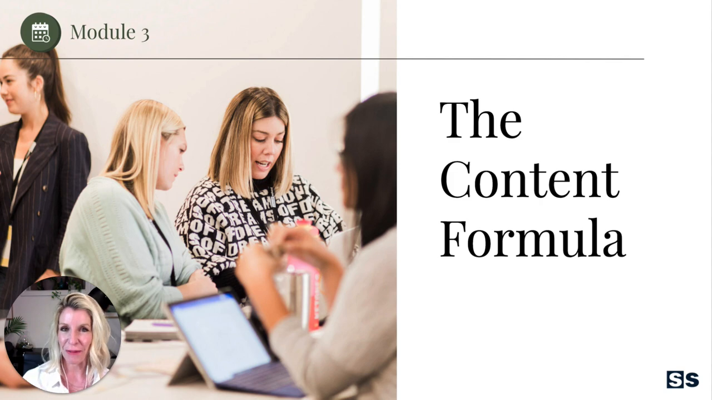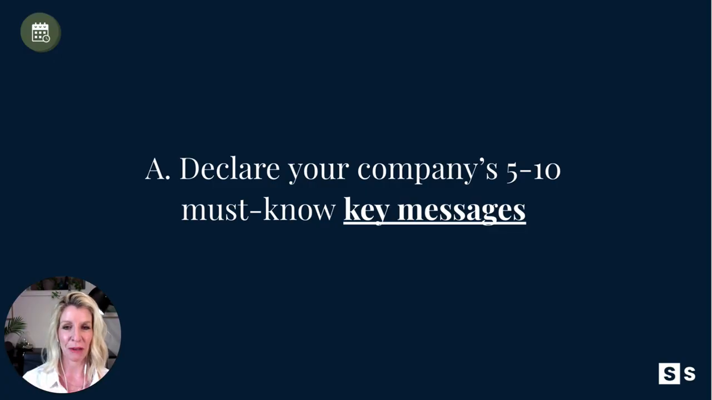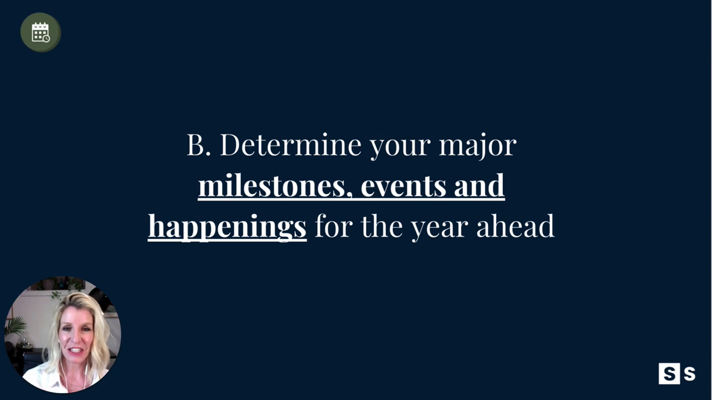So the content formula, this builds on everything we've just talked about. First of all, declaring your company's 5 to 10 must-know key messages, step A. Step B, determining our major milestones, events, and happenings for the year ahead. Really important to at least have something each month or each quarter that's notable, and we're going to weave that in as one of our jump-off points for our day-to-day content that we just talked about.